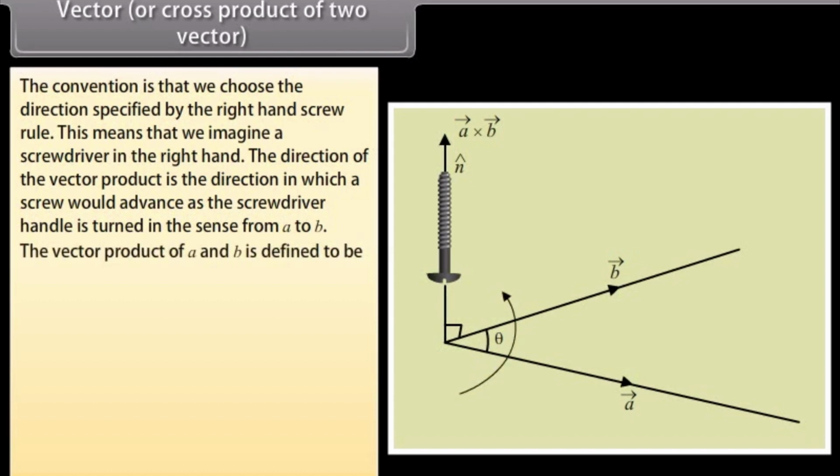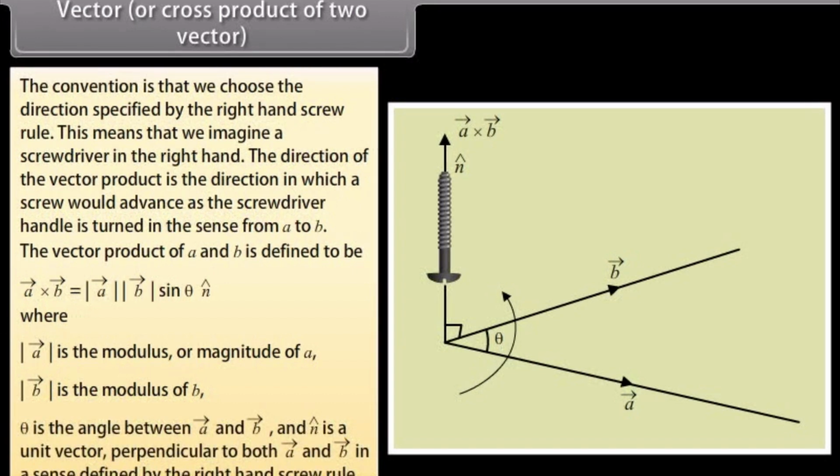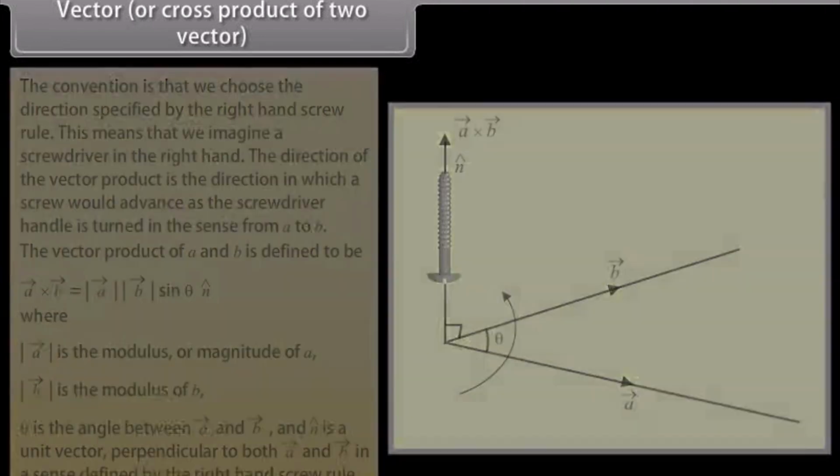The vector product of A and B is defined to be vector A cross vector B equals magnitude of vector A into magnitude of vector B into sine of theta in the direction of n cap, where magnitude of vector A is the modulus of A, magnitude of vector B is the modulus of B, theta is the angle between vectors A and B, and cap n is a unit vector perpendicular to both vectors A and B in a sense defined by the right-hand screw rule.